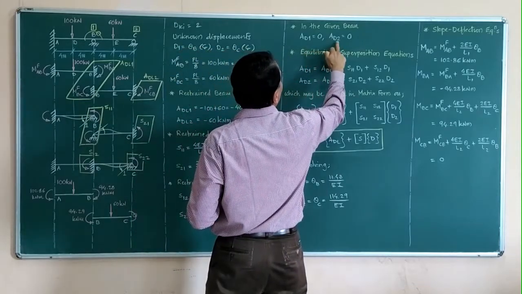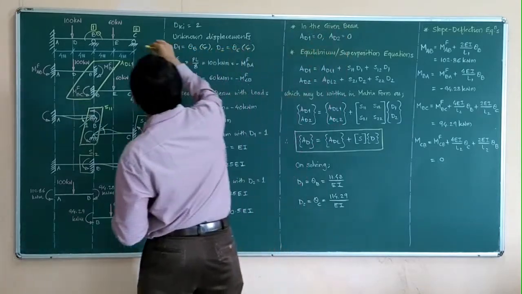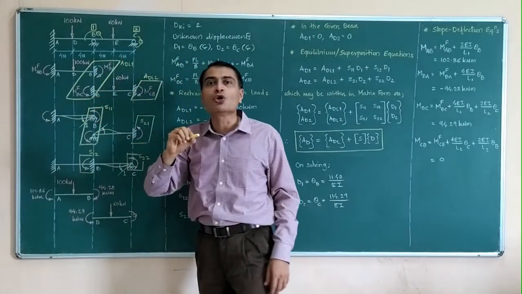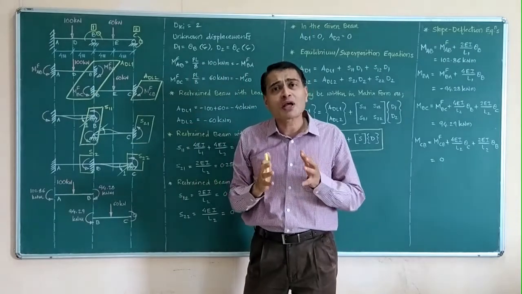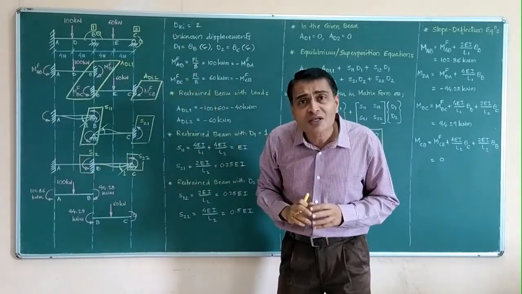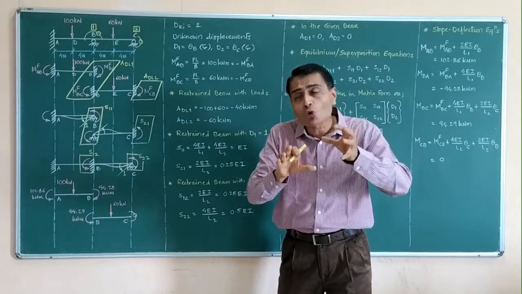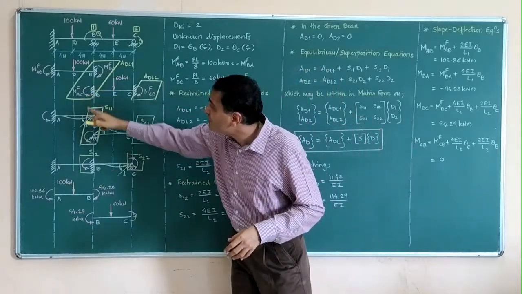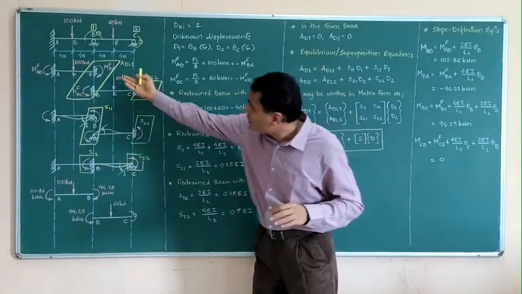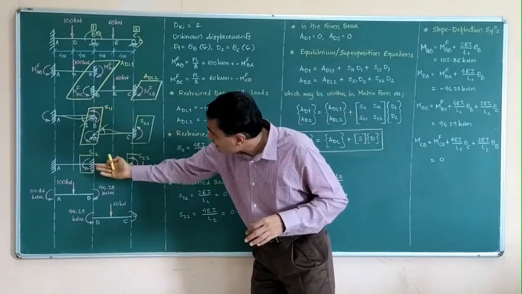Action corresponding to D2 in original given beam. Do I have any couple moment here? No, it is 0. See, that is what we are doing. Theta B and theta C are our displacements. Corresponding to those two rotations, everywhere we are just taking the count of couple moments, that's all. Here also, here also, here also.